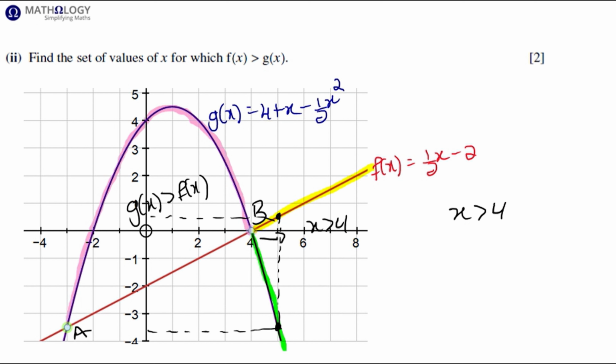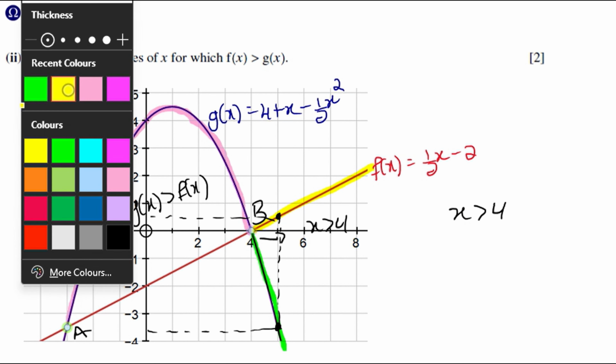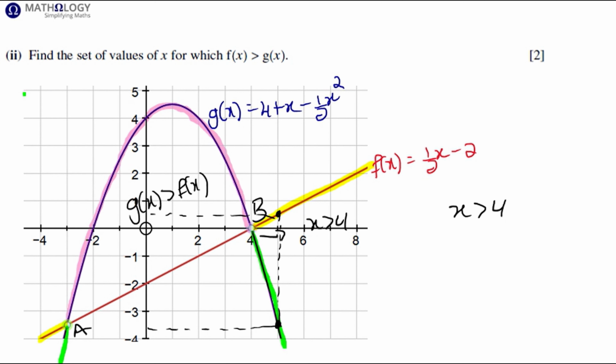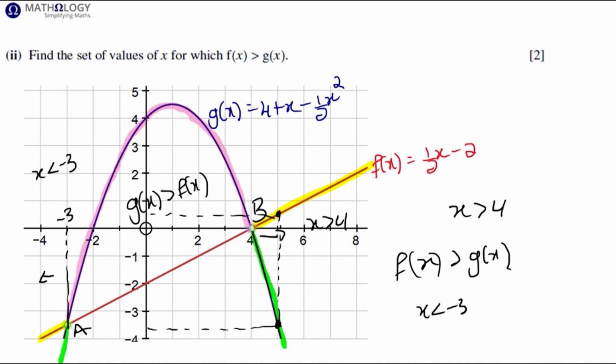And then similarly, we can see that the straight line is not very clear over here, but you can see that the straight line lies above the quadratic function. So that's another solution, and that happens when the x values are less than minus 3. So x is less than minus 3. So the solution to f of x greater than g of x is x is less than minus 3 or x is greater than 4.